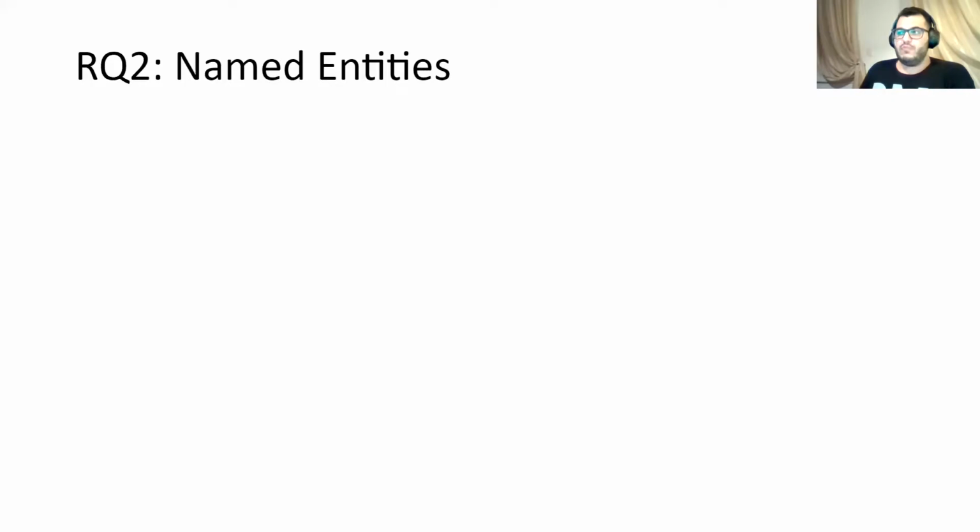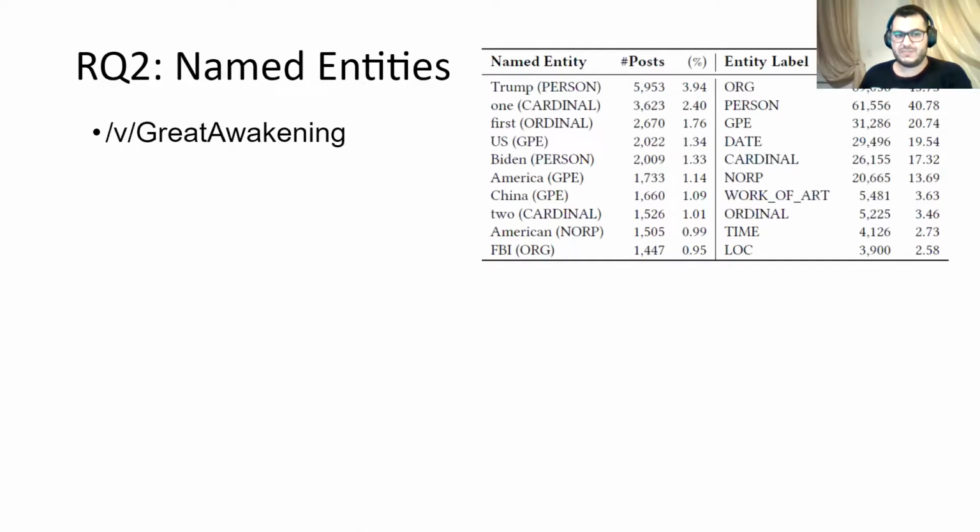So then we move on to the named entities. Topic modeling gives us an idea of what is being discussed, but we are interested in who is being discussed in these subverses. So to this end, again using Python's spaCy library, we plot the top 10 most popular named entities and entity labels mentioned in Great Awakening. We see that Great Awakening is obsessed with Trump, US, elections, America, China.